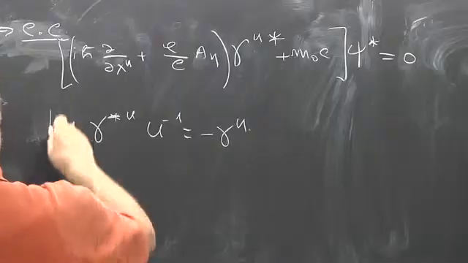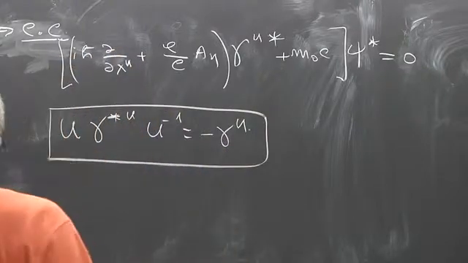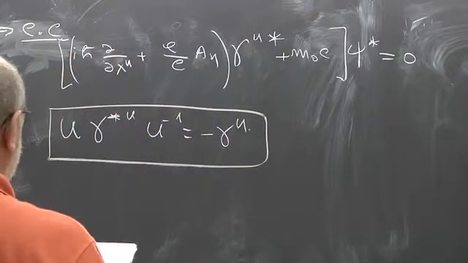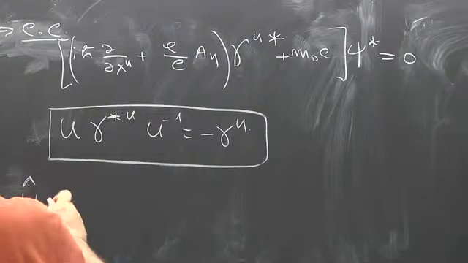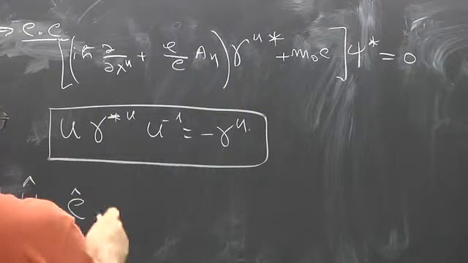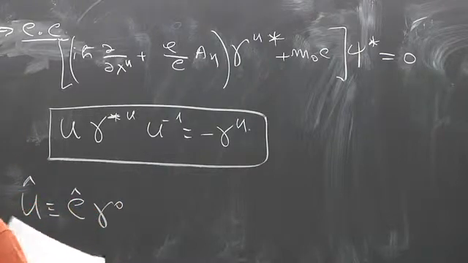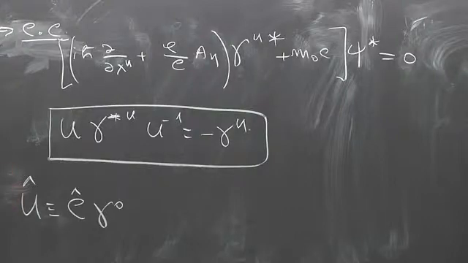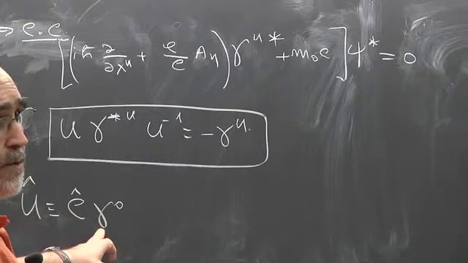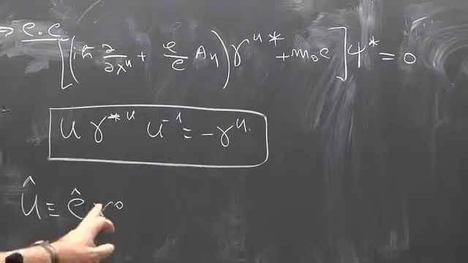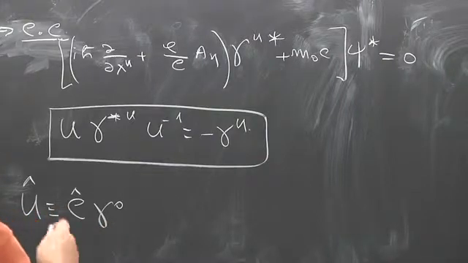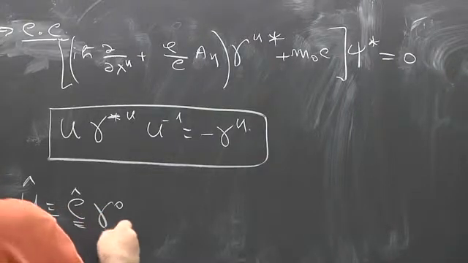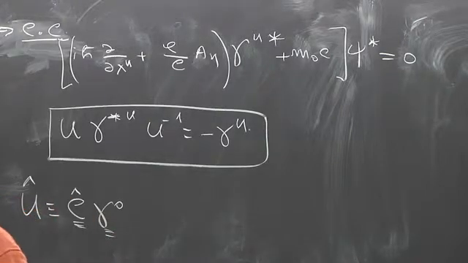So I have to find an operator that satisfies this equation. Now, let's write this operator in the following manner, as an unknown operator that I will determine, times gamma 0. I can always write everything modulo gamma 0, because gamma 0 to the minus 1 exists. So I can always write U in this manner, as some operator that I have to find times gamma 0. So this is a definition of U.